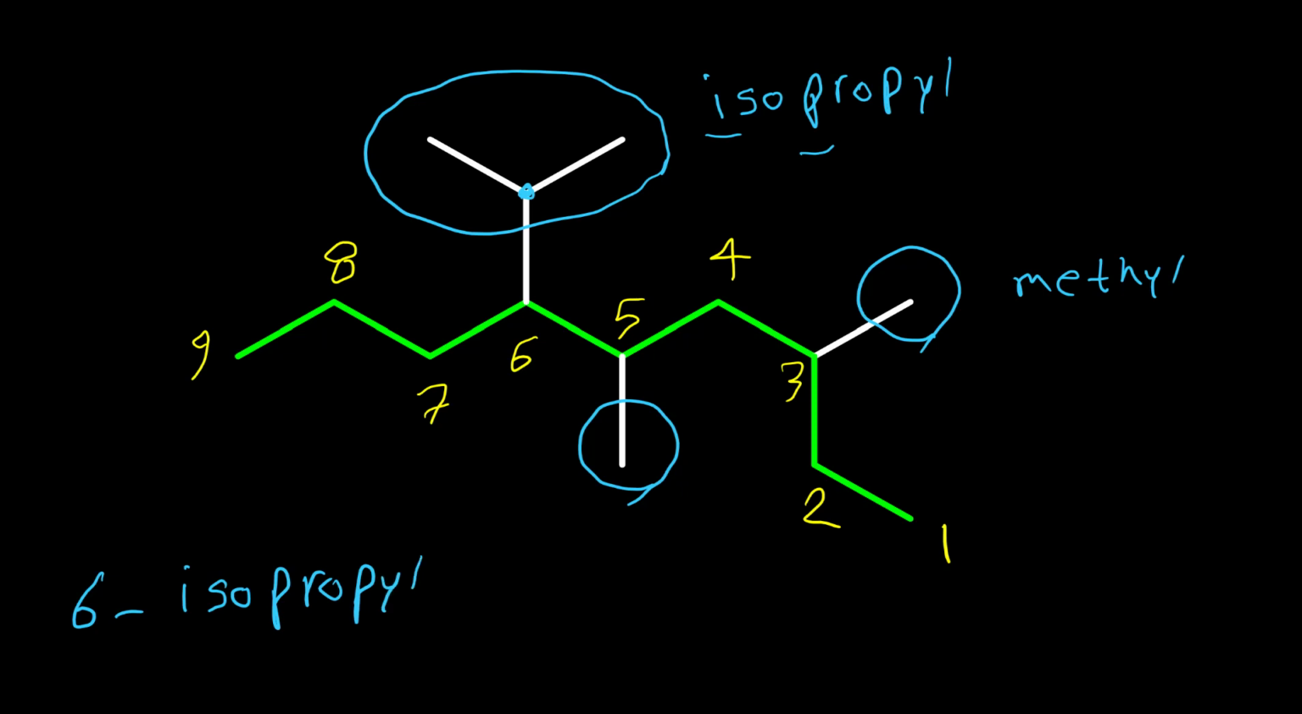Then on carbon 3 and 5, we have 2 methyl groups. So dimethyl, and the name of the parent chain, 9 carbon, the name for alkane with 9 carbon is nonane.